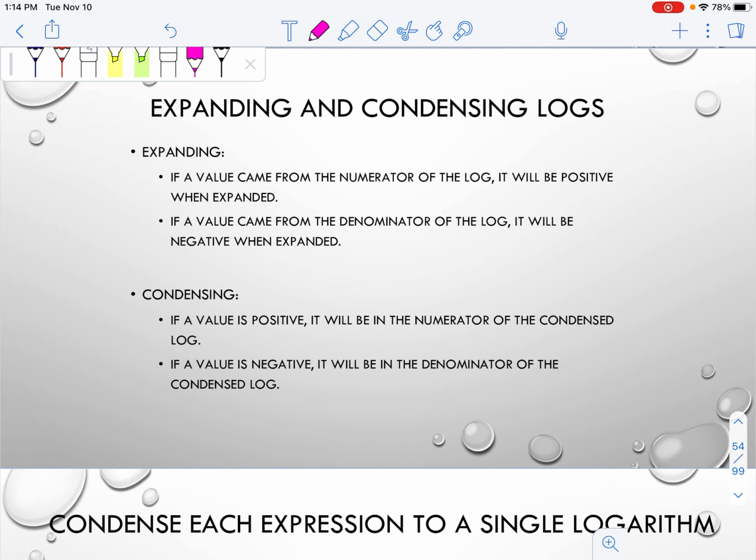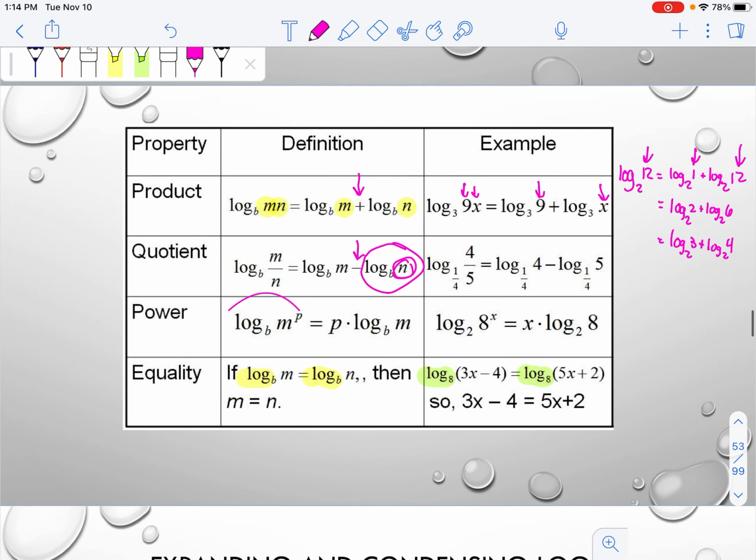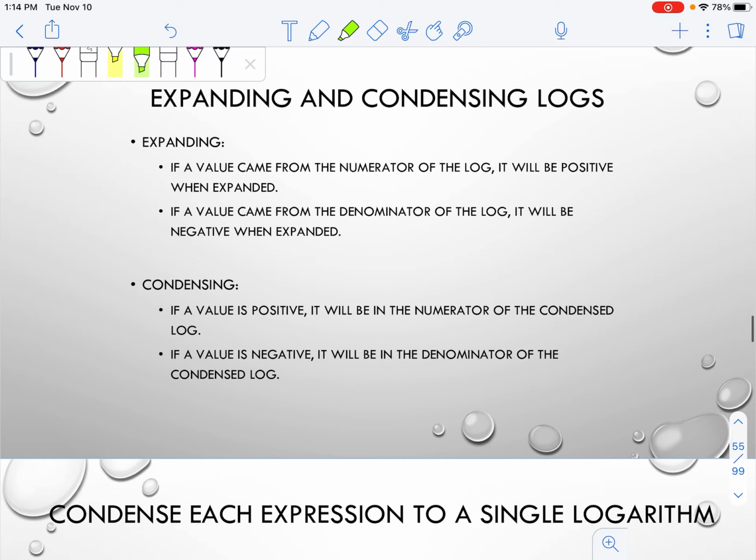If we're expanding logs, you're going to be given it in the form of this right here, and then you have to expand it and put it in that form. Condensing means you're going to be given the expression with addition and subtraction, and then have to condense it into writing log one time. So again, these properties go back and forth.